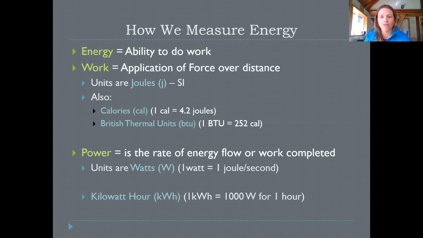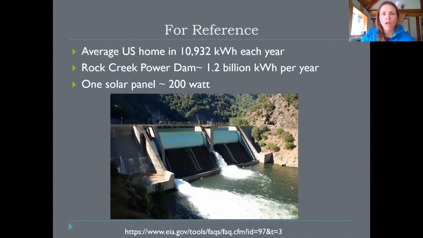No, I guess it's 1,000 joules per second for an hour. Anyway, the point is that it's an amount of energy that would be used by that over time. Okay, so just to compare, the average US home uses almost 11,000 kilowatt hours each year.